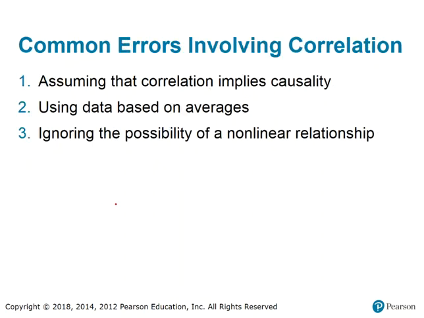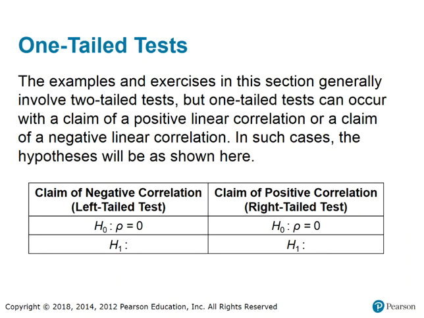So things we have to be careful of are common errors: assuming that correlation implies causality, which is definitely not going to be true all the time. Making sure that we are using individual data, not data averages. Making sure that when you're focused on a regression, the r value only works with linear relationships, not nonlinear relationships. Now, here we just looked to see if there was a correlation, and we didn't focus on one or the other.